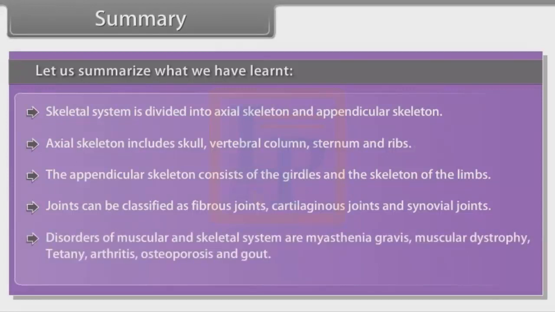Disorders of muscular and skeletal system are myasthenia gravis, muscular dystrophy, tetany, arthritis, osteoporosis and gout.